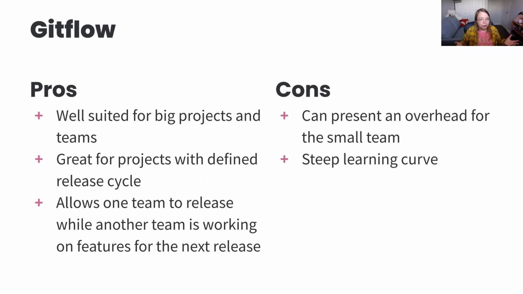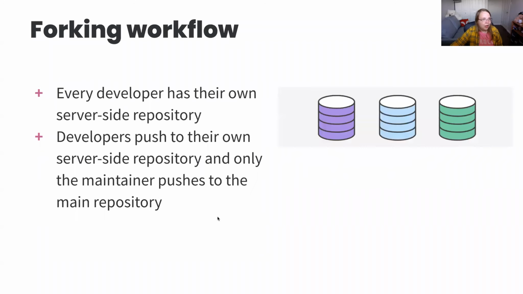And it's a steep learning curve because you have to agree on the convention and you have to follow this convention precisely, otherwise the Git Flow workflow isn't going to work. The last one is forking workflow, and it was created specifically for distributed organizations with multiple teams involved, and for open source projects just like Drupal.